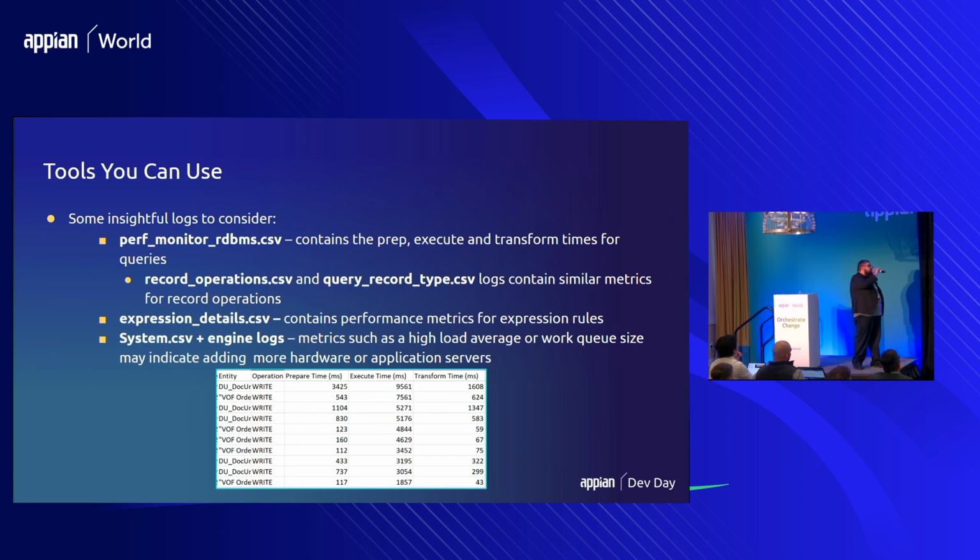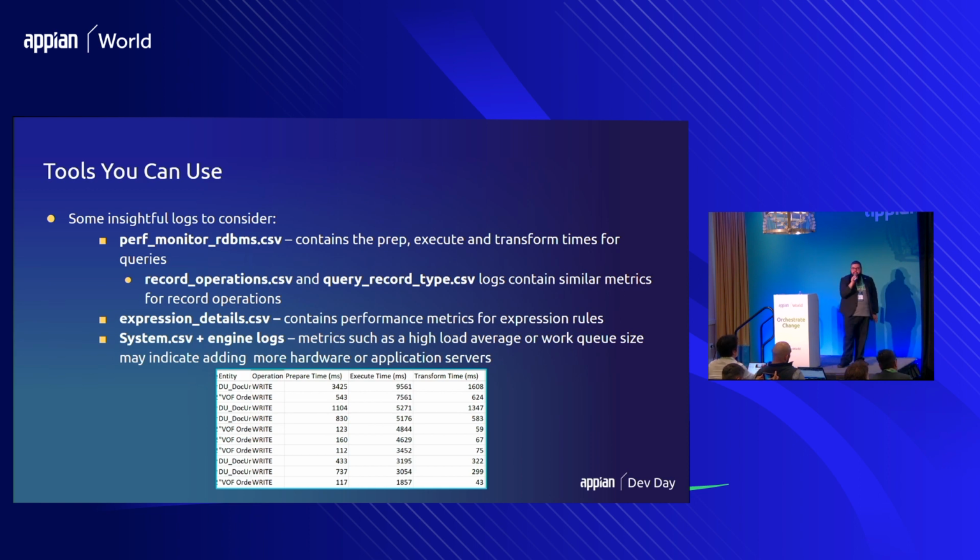Over my career, I've looked at many logs when trying to debug issues. Some of the ones I've used a lot include the RDBMS performance monitoring logs. These ones are particularly good because they contain what's known as the preparation, execution, and transformation times for your queries. What do those times mean?